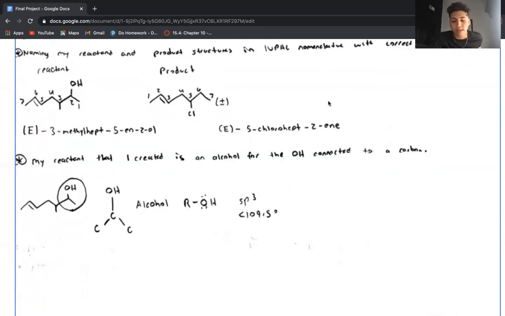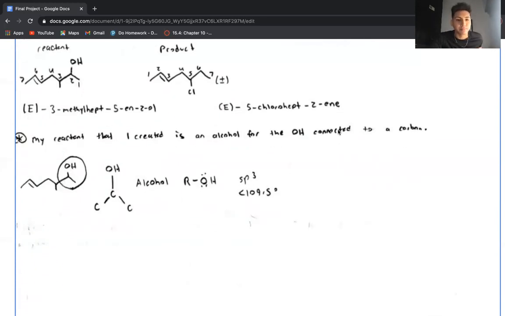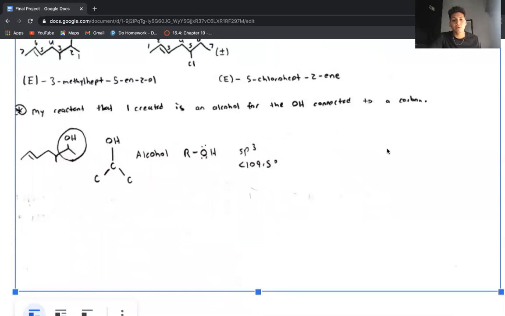Same goes for my product. But for my product, the chlorine is on number 5. So we start off with the substituent, 5-chlorohept-2-ene, and we end it with the ene since we don't have an alcohol. My reactant I created is an alcohol, with the OH connected to the carbon. My reactant only has an ROH.